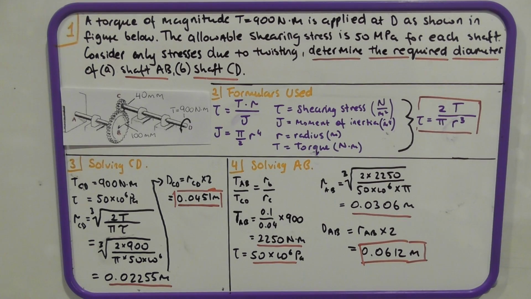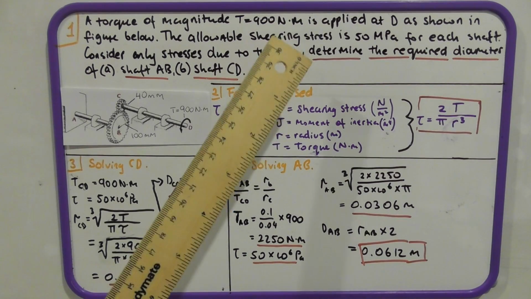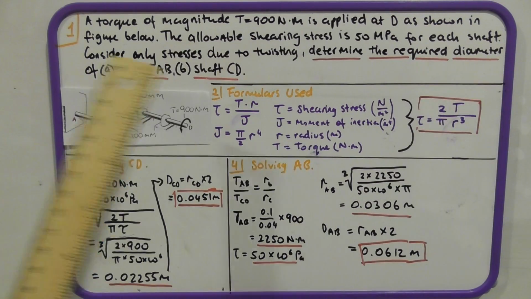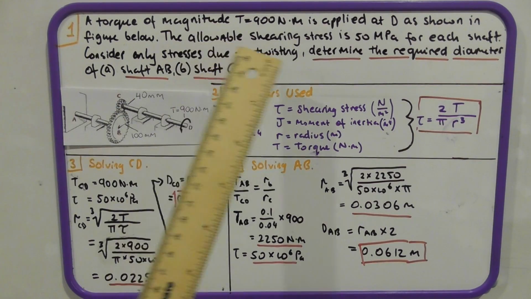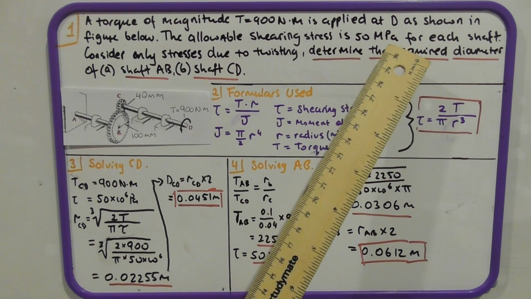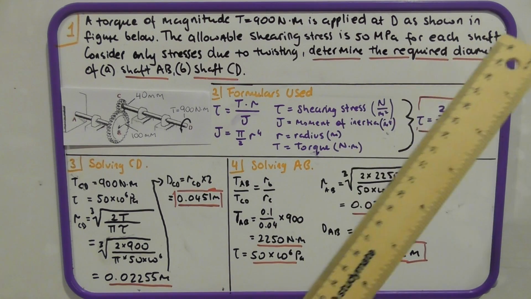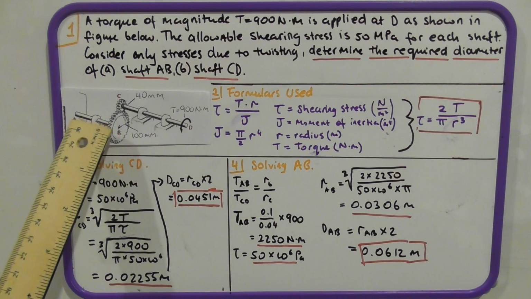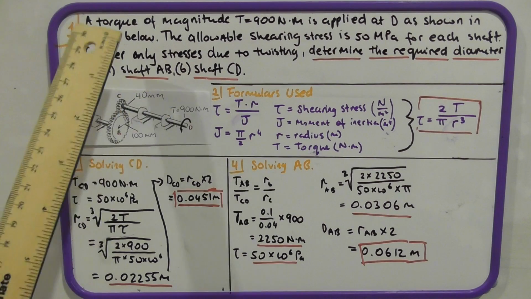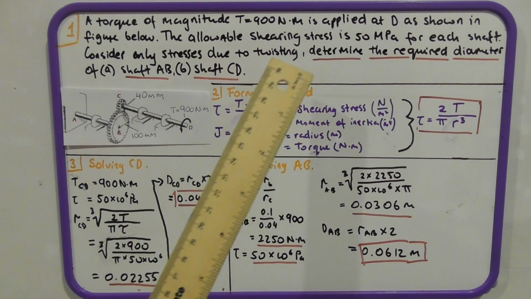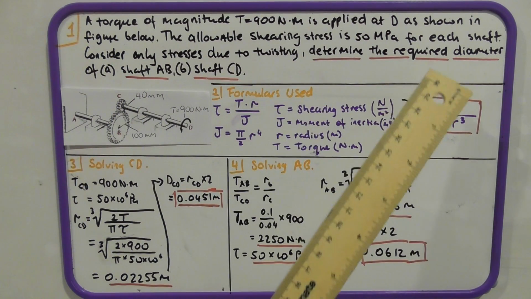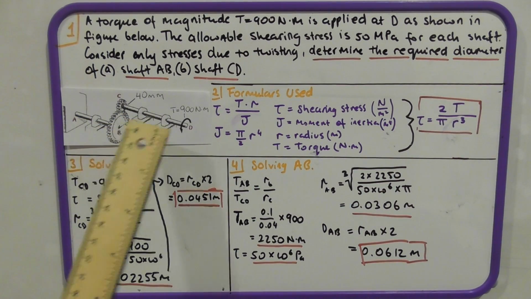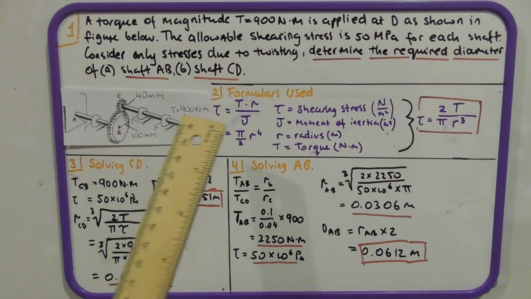A torque of a magnitude 900 Newton meters is applied at D as shown in the figure below. The allowable shearing stress is 50 megapascals for each shaft, shaft CD and obviously shaft AB. Consider only stresses due to twisting and determine the required diameters of shaft AB and shaft CD.